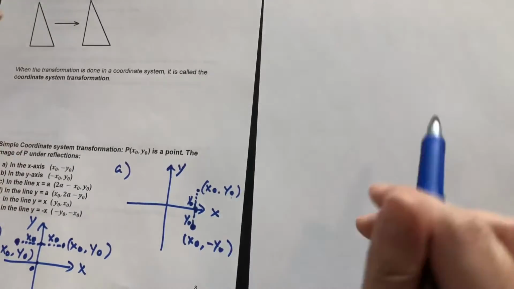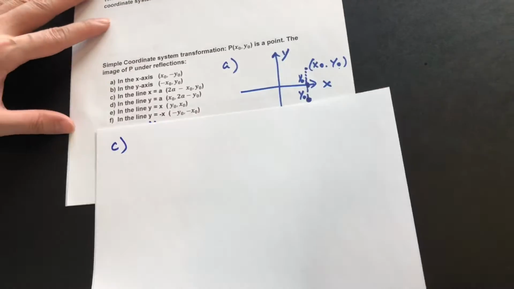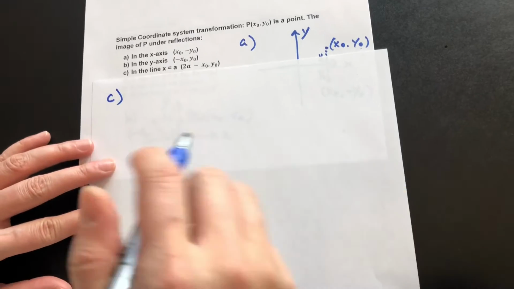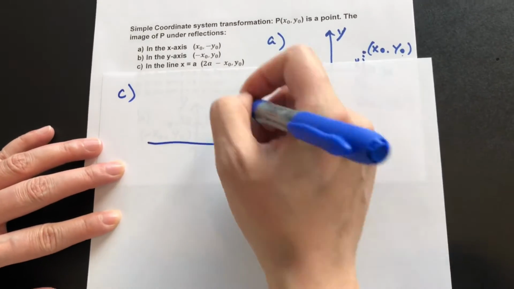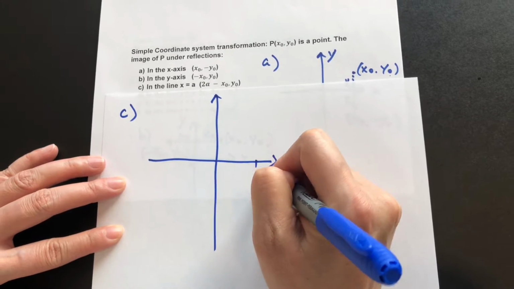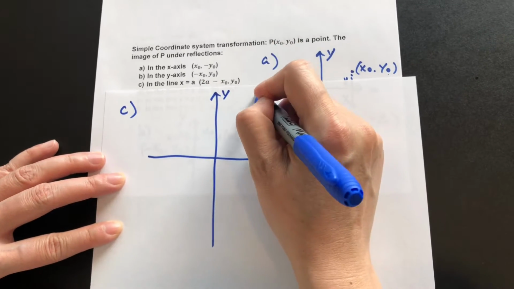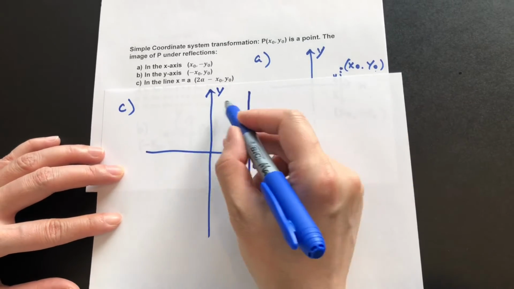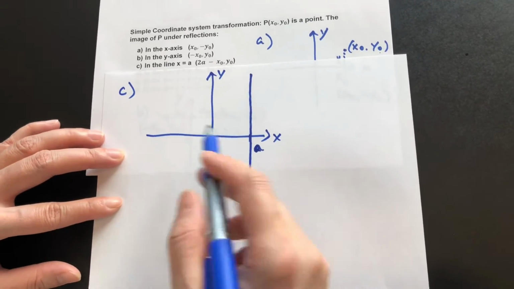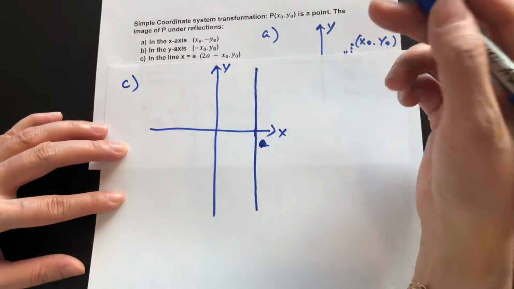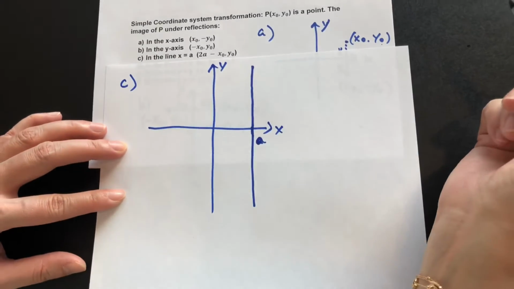So part C. The line x equal to a. What is x equal to a? Say here is a. x can only equal a regardless of what y is. y can be any value, but x will always equal a. So that's a vertical line on this coordinate system.